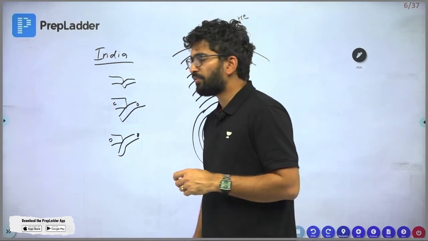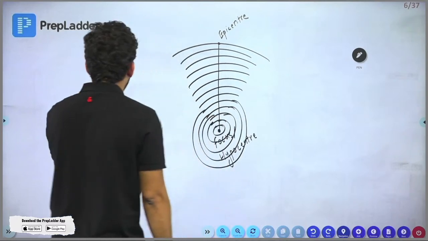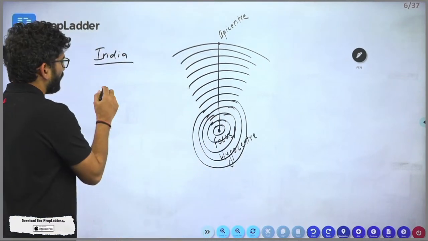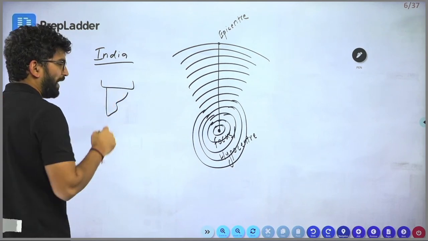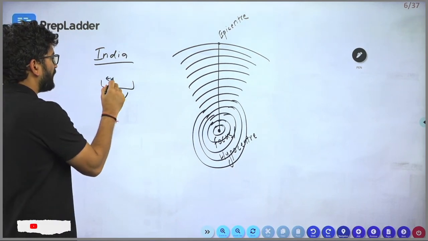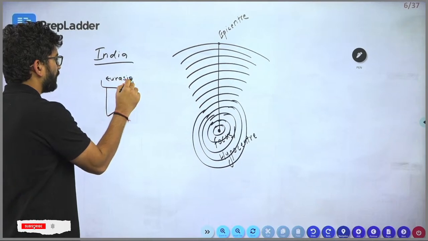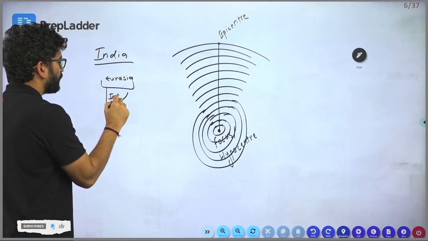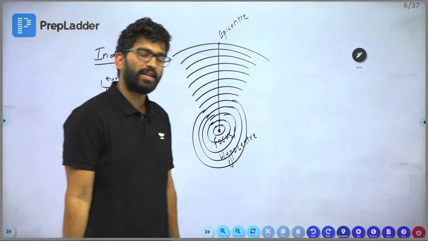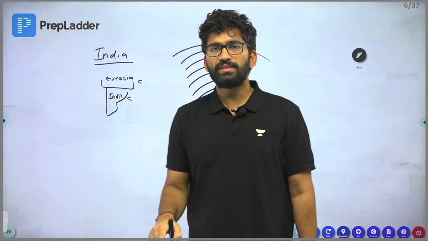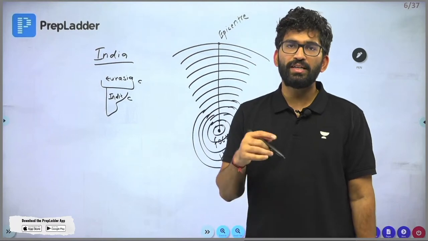India is the country where you can see that there are two plates colliding with each other. So here, there is the Eurasian plate over here, and then there is the Indian plate which is colliding with the Eurasian plate. So Eurasia and India. When this collision takes place, this is a continental-continental collision, right? It is because of this that the earthquake in India becomes significant.